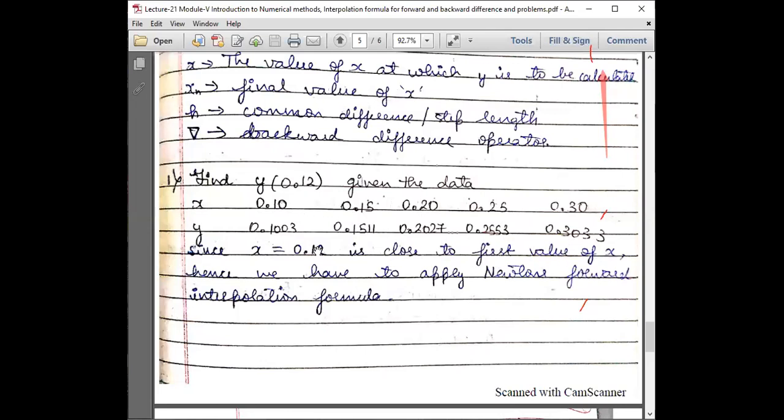Just try to understand here, since x is equal to 0.12 is close to the first values of x, isn't it? Of course, the value lies between 0.10 and 0.15, isn't it? So x is equal to 0.12 is nearer to the first values of x, hence we have to apply Newton's forward interpolation formula.